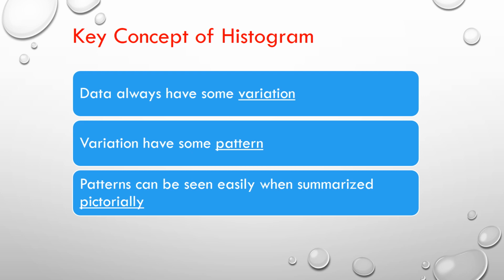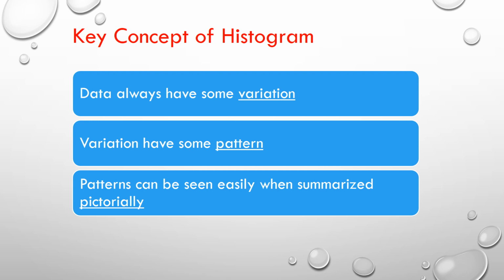The concept of summarizing data pictorially, as achieved through a histogram, emphasizes the visual representation of patterns within the variation. When data is presented in a graphical form, patterns become more apparent and can be interpreted more readily than when examining raw numerical values. Histograms, by organizing data into intervals and displaying frequencies, provide a visual cue to the shape, central tendency, and spread of the data distribution.